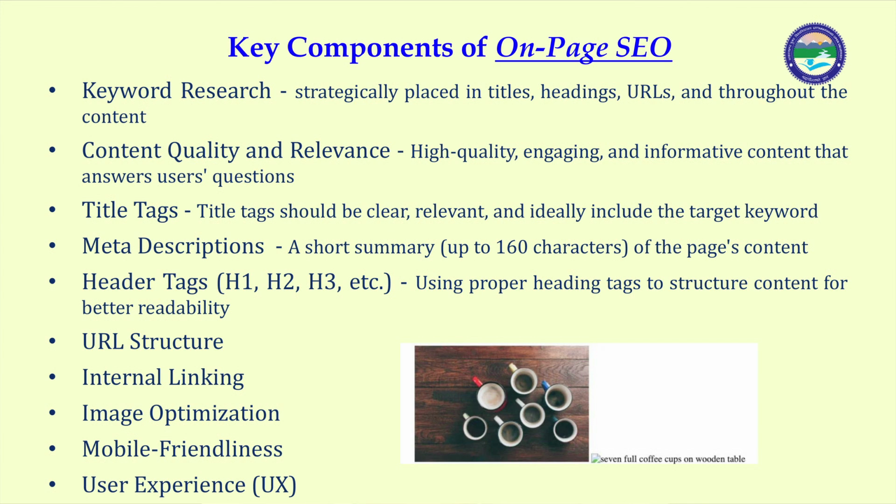Image optimization. My image should be in a proper format, in a proper resolution, and it should contain the alt tag. In the image shown here, you can see an image with 7 cups put on a wooden table. If the image is not loaded due to some internet issues, there must be an alt tag. On the right side you can see 7 cups on the wooden table. It is showing the alt tag. So the alt tag should be put in the image tag so that the user can see what kind of image is there if it is not loaded.